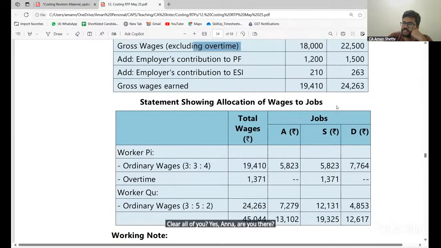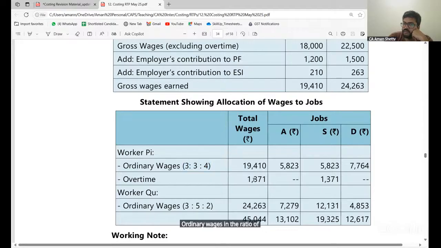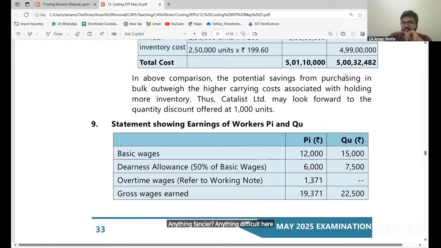Statement showing allocation of wages to jobs. Ordinary wages in the ratio of 3 is to 3 is to 4. Overtime is charged only to S, correct? Because they have given that overtime is done only for S. Worker Q also in the ratio 3 is to 5 is to 2, and then you do it. Anything fancy? Anything difficult here? Simple?